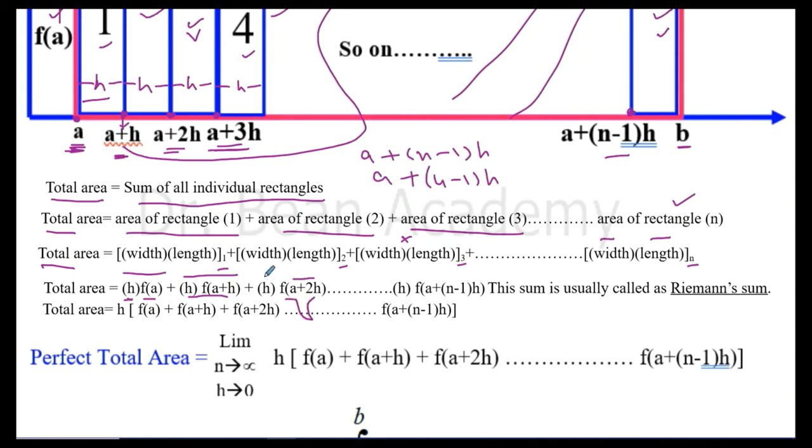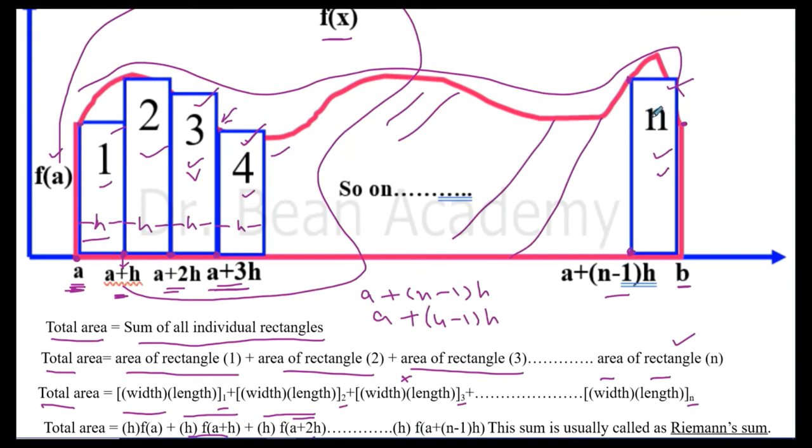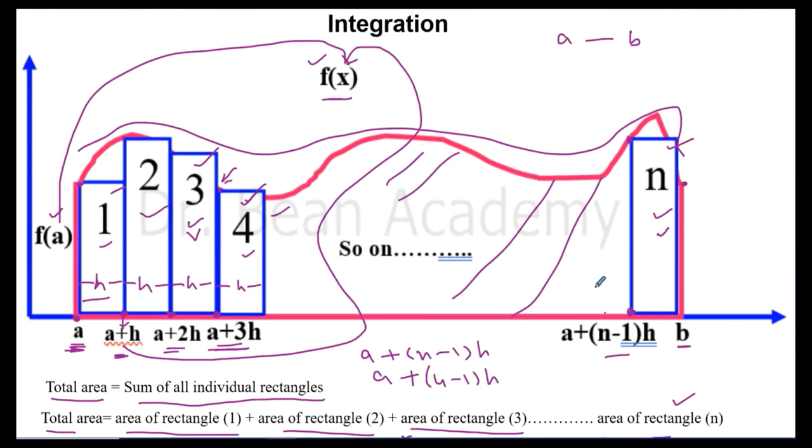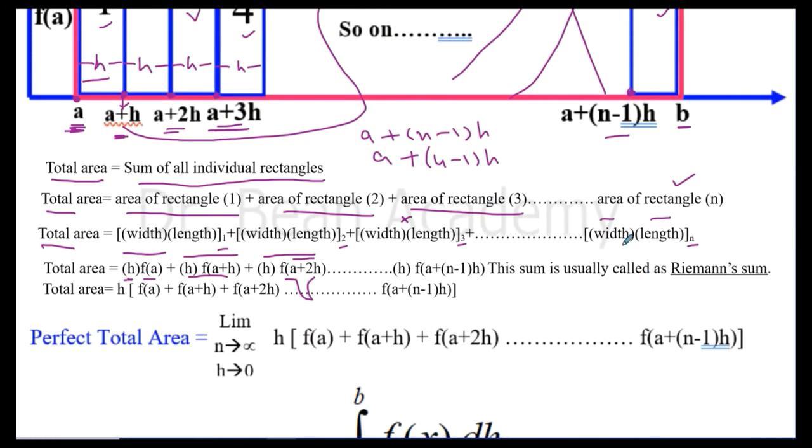So h times f of A plus 2h, this is the area of the third rectangle, and in this way I will keep going, and then I will arrive at the nth, and the left side of the nth rectangle is located at A plus n minus 1 times h, and I will insert this value into this function in place of x, and the function will give me the length of this line, and that's why here I have the area of the nth rectangle, h times f of A plus n minus 1 times h.